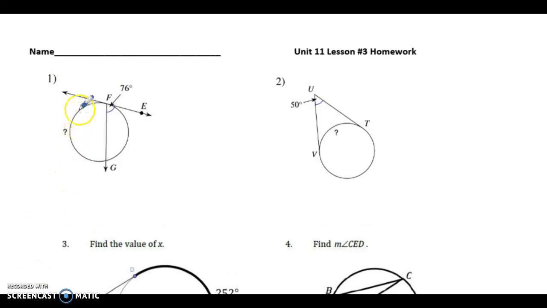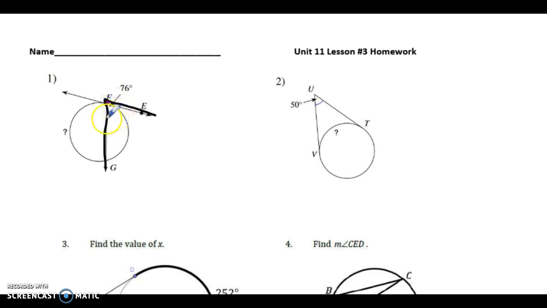Unit 11, Lesson 3. We're finding some missing arcs here. I'm not going to do all of these, I'm just going to do some of them. In question number 1, you can think of this angle GFE as an inscribed angle, because we defined an inscribed angle as an angle whose vertex is on the circle. And that is true of this, the angle is on the circle.